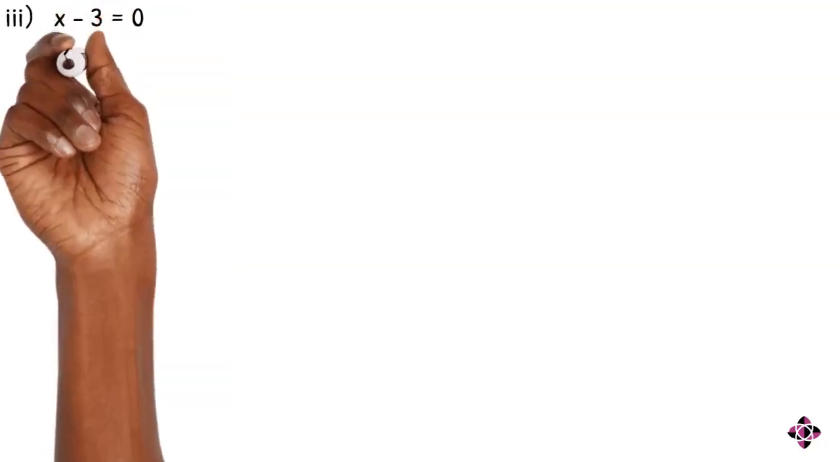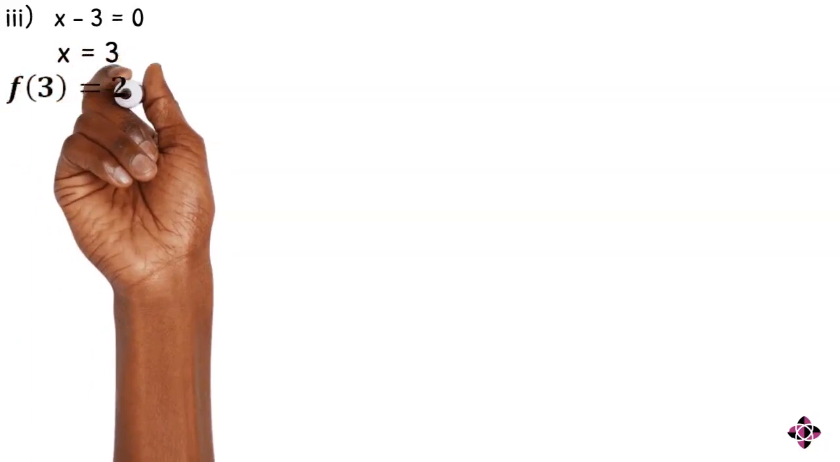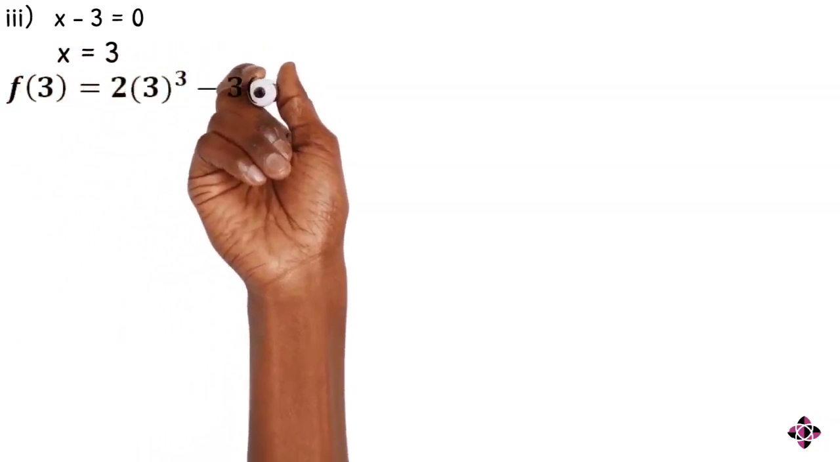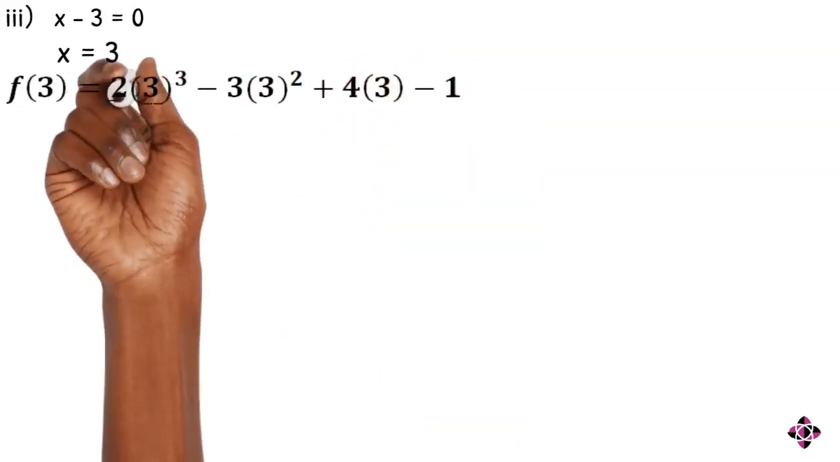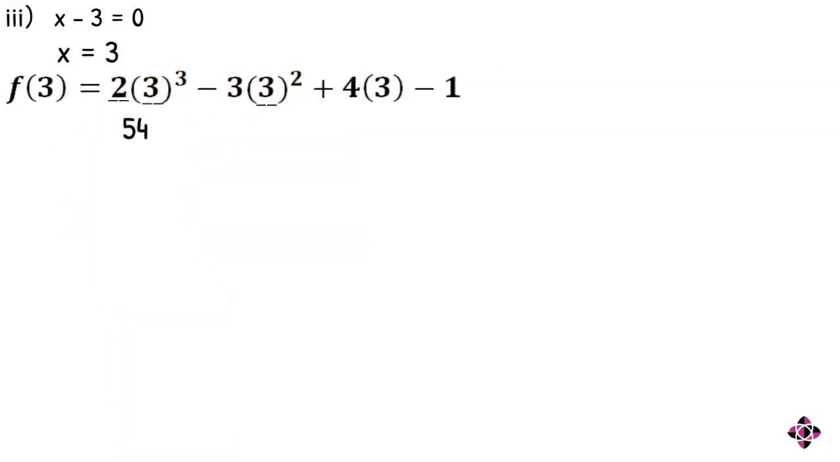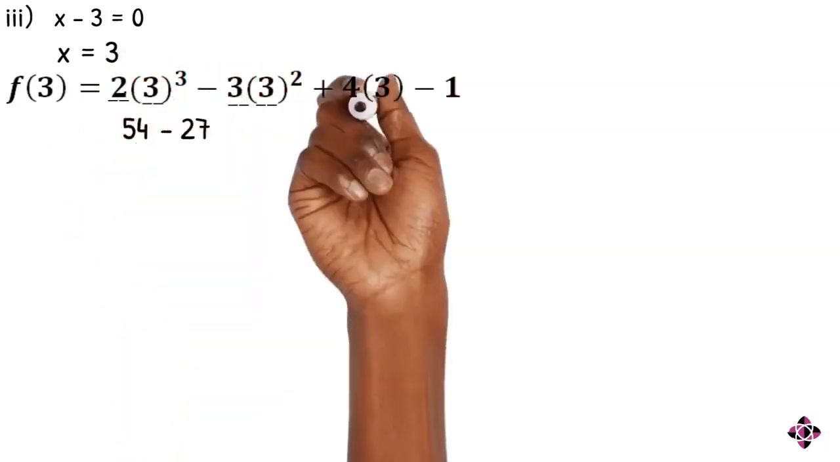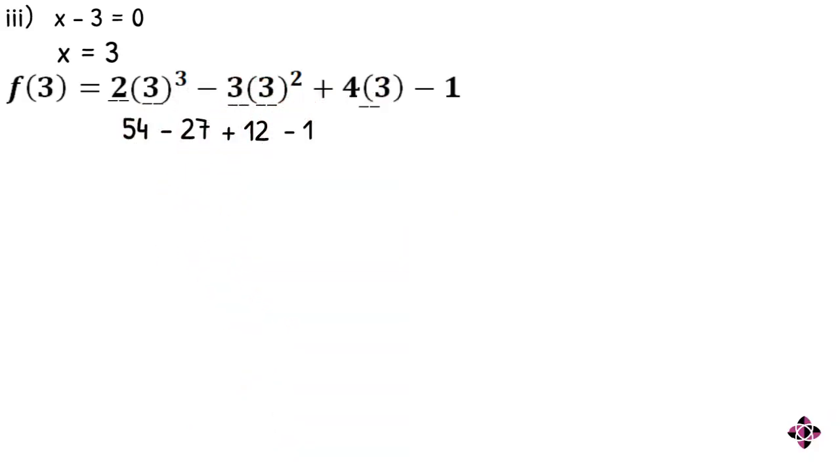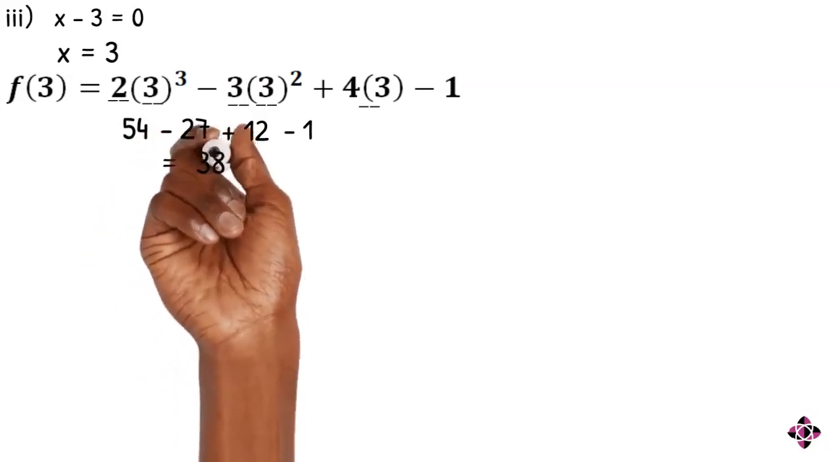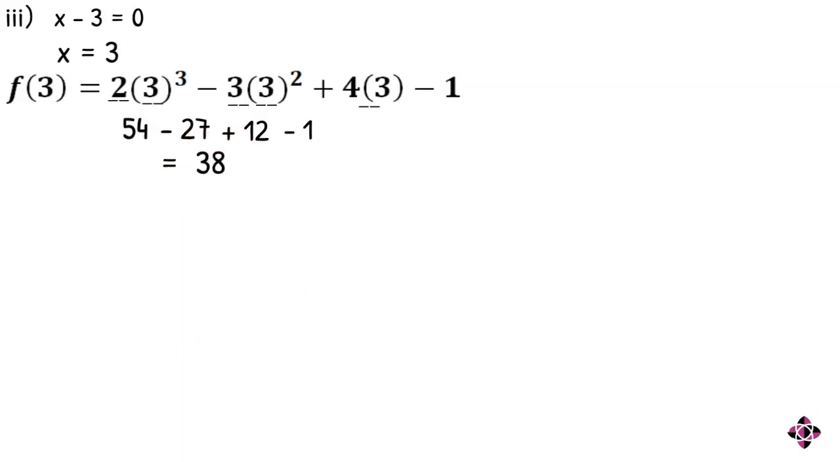Now let's check x minus 3 equals 0. So x equals 3, that's the zero of the expression there. That's when the minus 3 crosses over. So let's put it into f of x. We have f of 3 equals 2 times 3 cubed minus 3 times 3 squared plus 4 times 3 minus 1. So 3 cubed times 2 gives us 54. 3 squared times minus 3 will give us minus 27. 4 times 3 will give us 12. Bring down minus 1. So 54 minus 27 plus 12 minus 1 will give us 38.